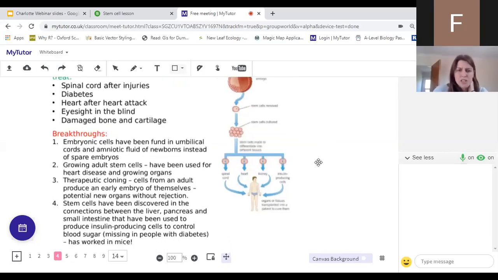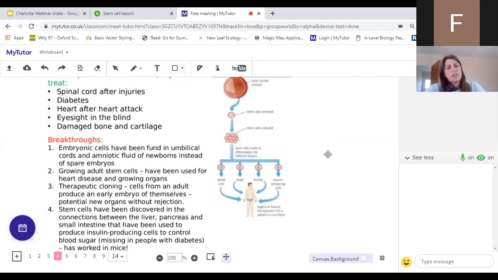Thirdly, something called therapeutic cloning. That's where cells from an adult produce an early embryo of themselves, which means that potentially new organs could be used without rejection. So let's talk through that. This is definitely an aspiration at the moment. It hasn't happened. But what they're hoping is that they can use stem cells from an adult, so, for example, those found in the bone marrow, but manipulate them so that they can produce an early embryo of themselves.